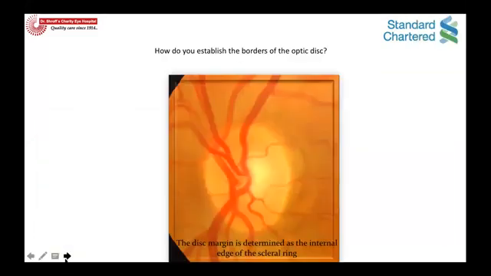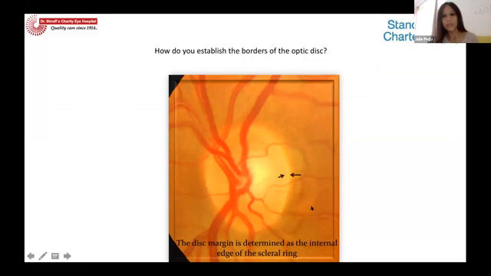So how do you establish the borders of the optic disc? This is the peripapillary scleral ring, which is not a part of the evaluation. So please, whenever you are seeing an optic disc, just exclude that out. And the area which is inside this margin is the actual optic disc.